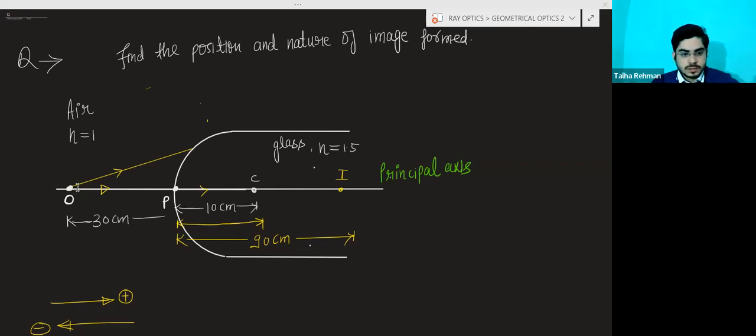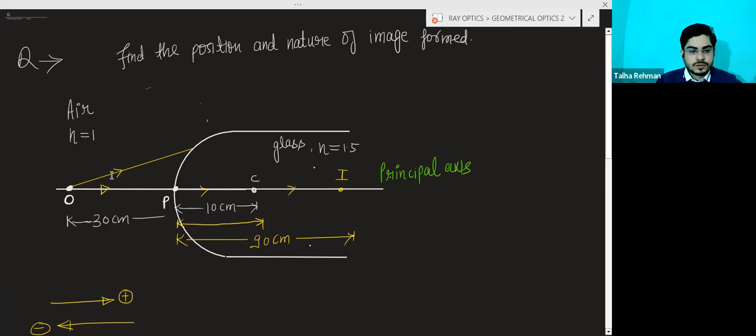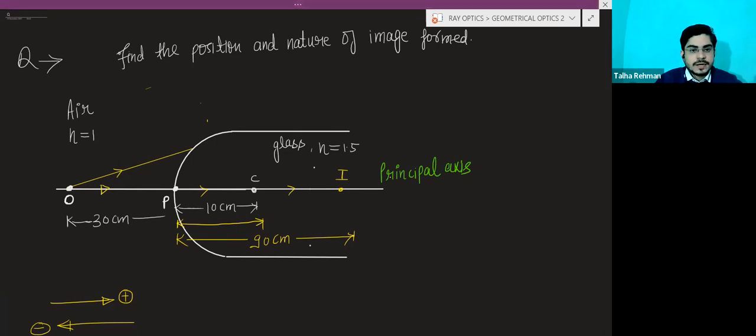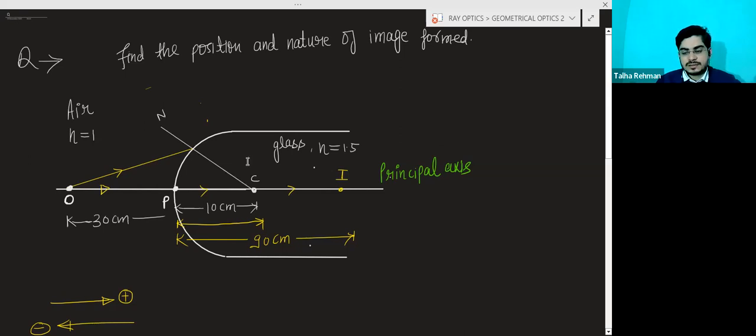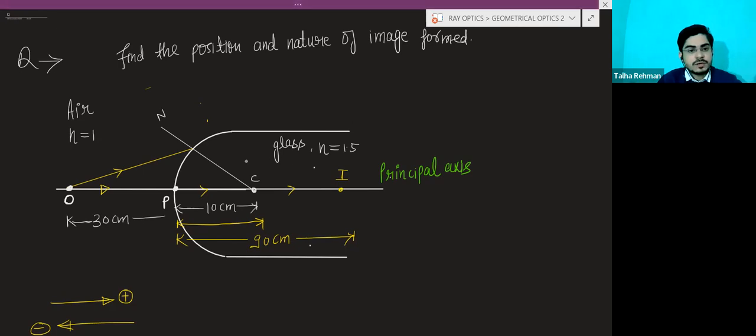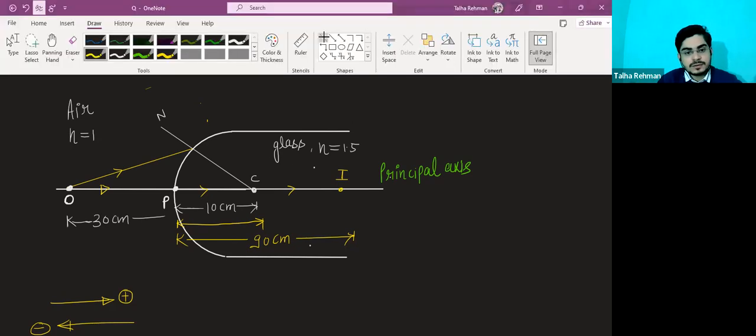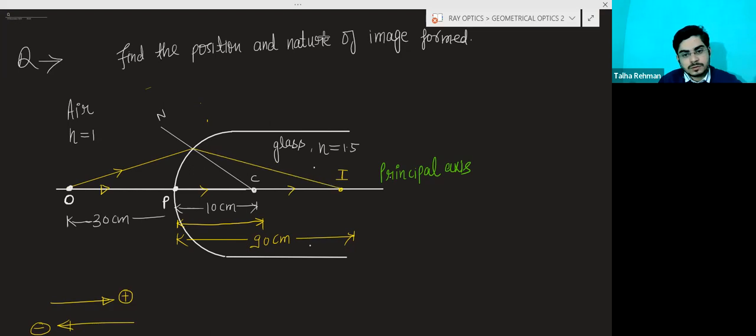Another ray from the object will pass straight like this, because this is a normal incidence. Okay, another ray from the object. Now for this ray, we will draw the normal, and in case of spherical surfaces, the normal passes through the center of curvature, so this will be the normal. Now light is going from air to glass, so it will bend towards the normal, so this light ray will go like this.